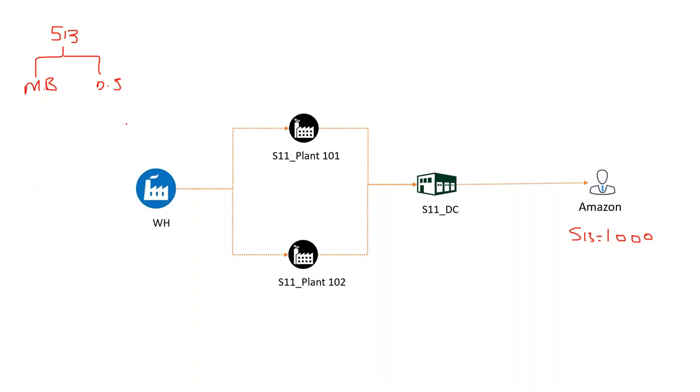So how much of the motherboards has to be maintained at plant 1? How much of the dual speakers has to be maintained at plant 102 and at the warehouse? And how much of the finished goods has to be maintained at the DC? Because motherboards and dual speakers components are not going to be sent to the DC. DC will have only finished goods. Why? Because that's how we have maintained our supply chain network in the location product master data.